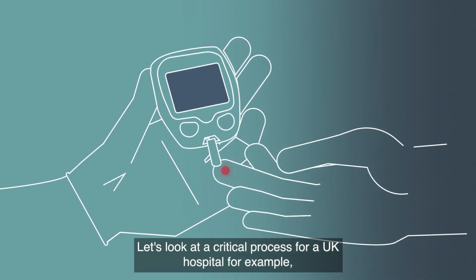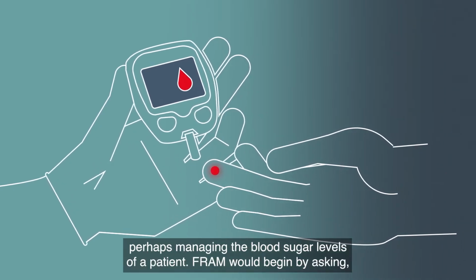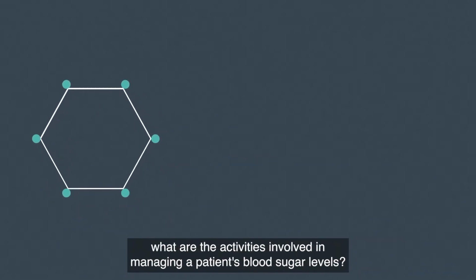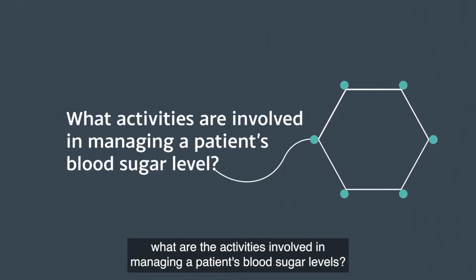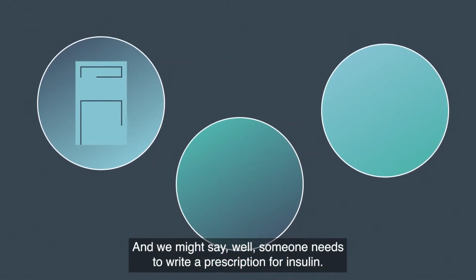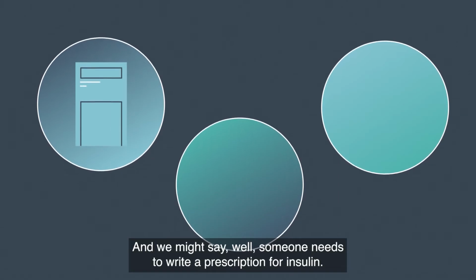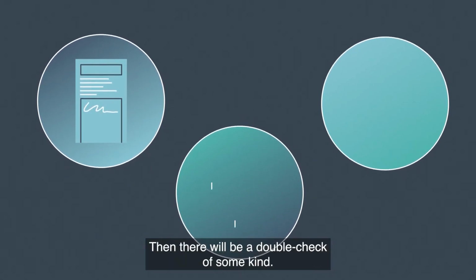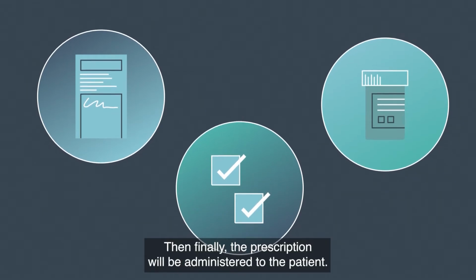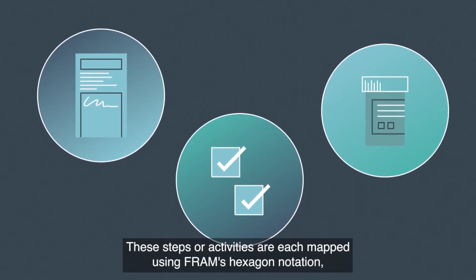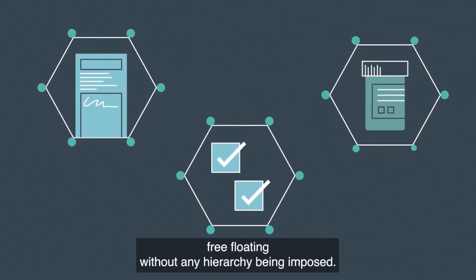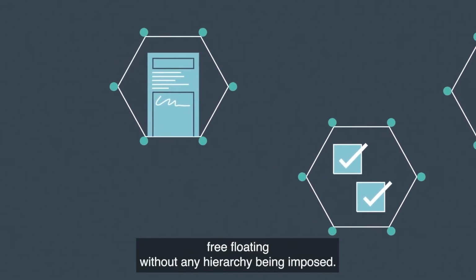Let's look at a critical process in a UK hospital, perhaps managing the blood sugar levels of a patient. FRAM would begin by asking, what are the activities involved in managing a patient's blood sugar levels? And we might say, well, someone needs to write a prescription for insulin, then there will be a double check of some kind, then finally the prescription will be administered to the patient. These steps or activities are each mapped using FRAM's hexagon notation, free-floating without any hierarchy being imposed.